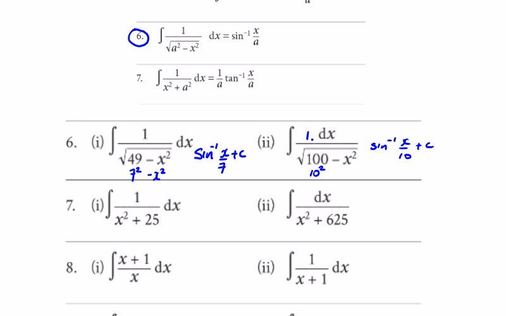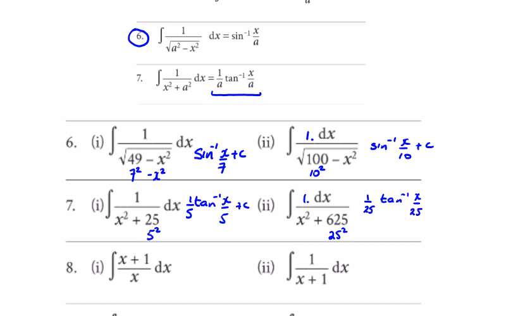plus c. Number 7, we have x squared plus 5 squared. We've seen this in the example, 1 over a, 1 over 5 by the inverse tan of x over 5 plus c. This is 25 squared, 25 25s are 625. So we're going to get 1 over 25. Again, same as above, the 1 is missing, it's there. 1 over 25 by the inverse tan of x over 25.